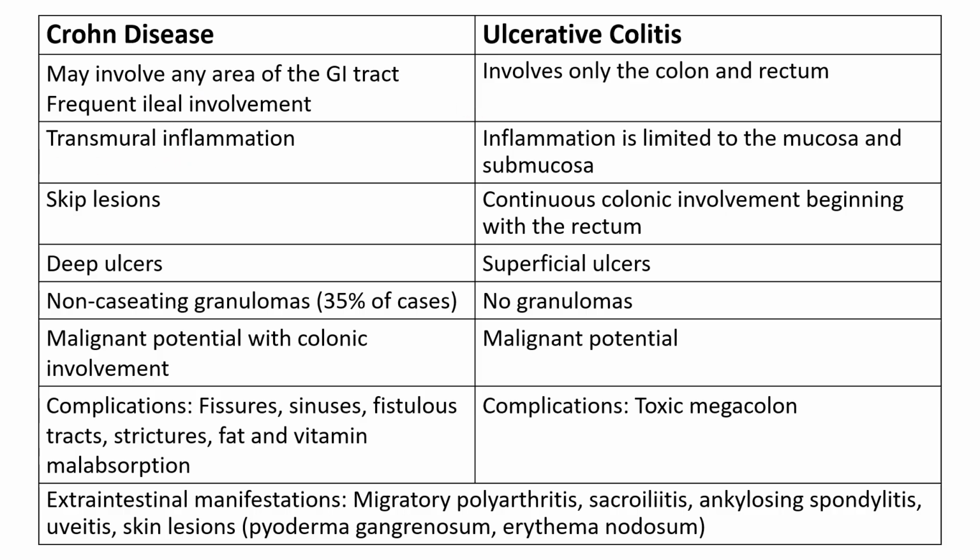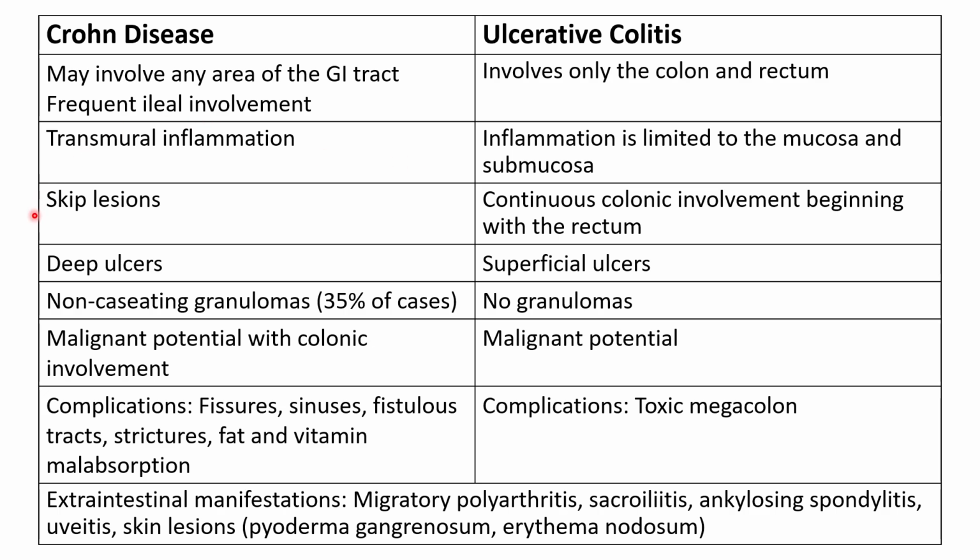In Crohn's disease, there is transmural inflammation, which means that the inflammation extends all the way throughout the colonic wall, from the mucosa through the entire colonic wall. Whereas in ulcerative colitis, the inflammation is not transmural. It is limited to the mucosa and submucosa.